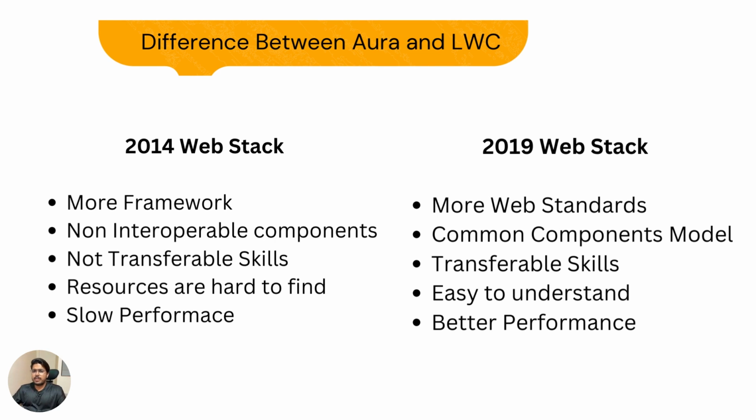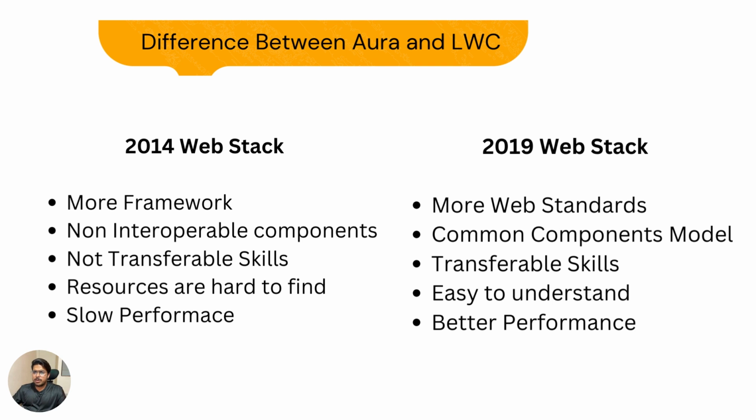If we compare the 2014 web stack and the 2019 web stack, you see more framework. So what does this mean? It means some of the basic features required to create a UI component are not available inside the web standards, so we have to rely more on the framework side. This framework contains a lot of things which we require to create UI components. But in 2019, the essential key values are present inside the web standards, so we don't have a dependency on the framework side. Okay, so these are the things.